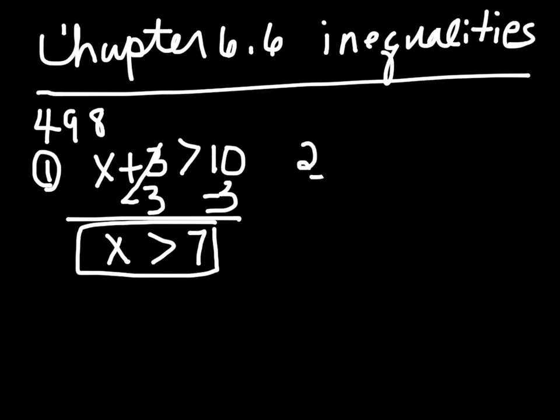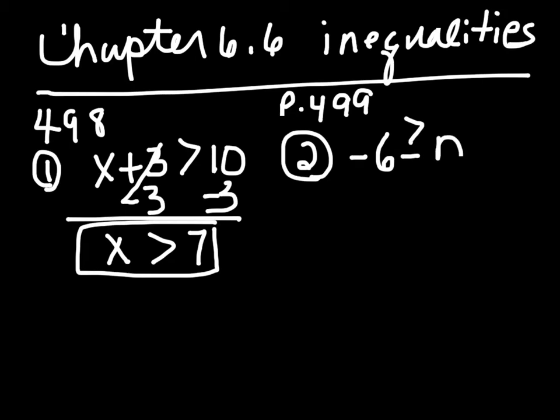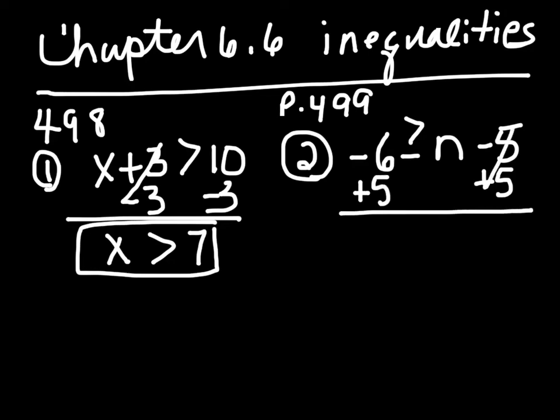And number 2 on page 499 says solve. You have negative 6 is greater than or equal to n minus 5. All right, so this here is greater than or equal to. So we're still working on the n side, and we want n all by itself. So we're going to add 5 to both sides, just very similar to what we've done. Scratch that out, and you're left with n is less than or equal to. These are different signs, so subtract them, and it's a negative 1.